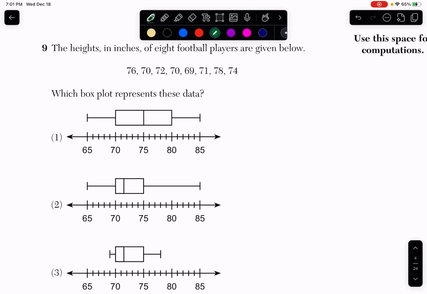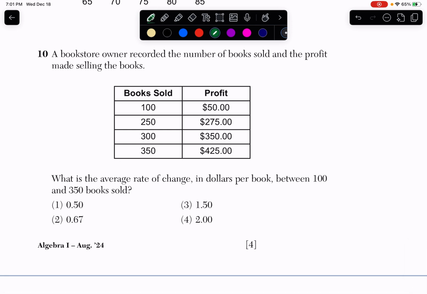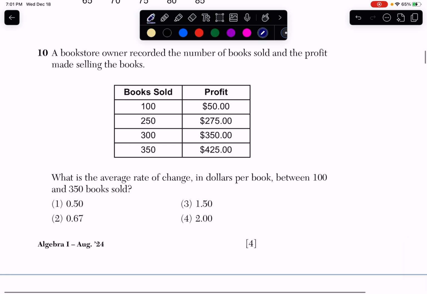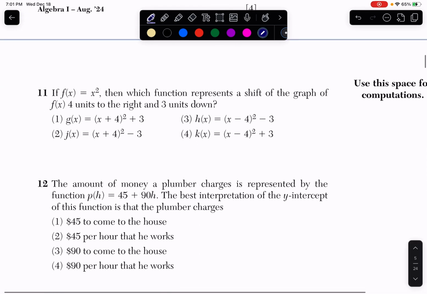Number 9, this should make me feel confident. This is from Unit 1, one variable statistics, box plots. Number 10, I have a table and they're asking me for average rate of change. I'm going to call that category 2 because we haven't covered it yet, but you may have seen a version of it in middle school.